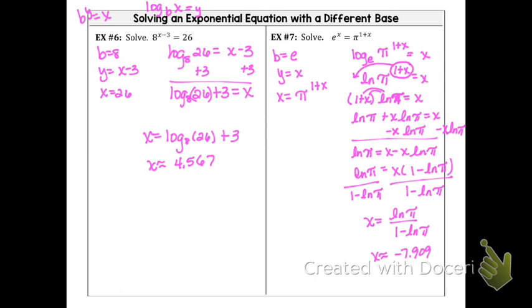7.909. Now notice on both of these problems, on 6 and 7, I didn't check my answer. But my original equation did not have a log in it, okay? So I should check it to see, will I get the same answer on both sides? But I don't have to check it. I don't have to worry about those extraneous solutions going on.